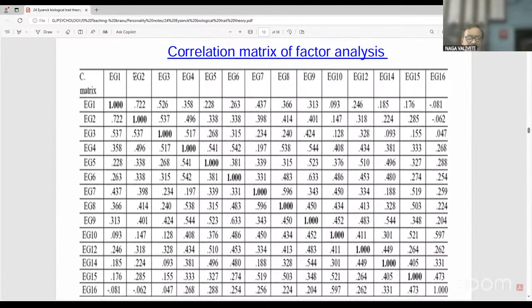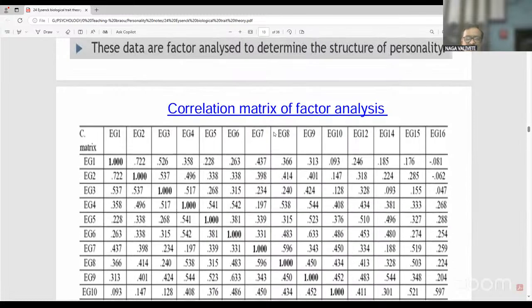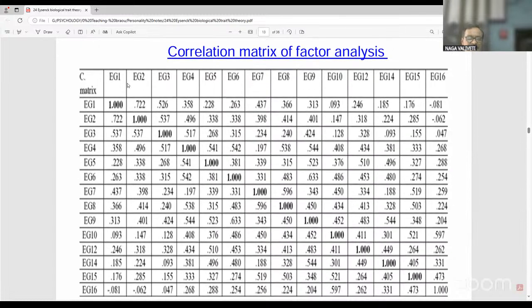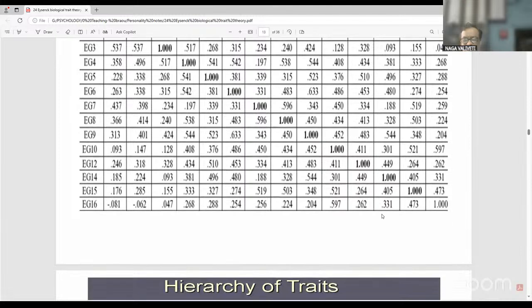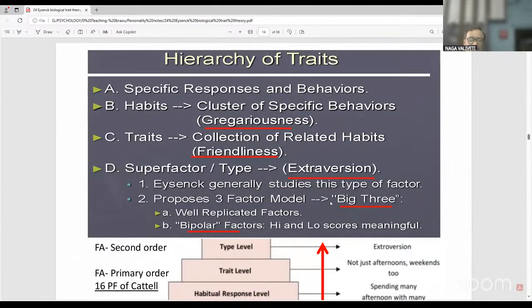How did we do it? Through a correlation matrix. From these, he arrived at observable behaviors. The diagonal unity is there. From that, he came to the conclusion that there is routine behavior. Routine behaviors will become habits, and habits will become the traits. Let me navigate this.